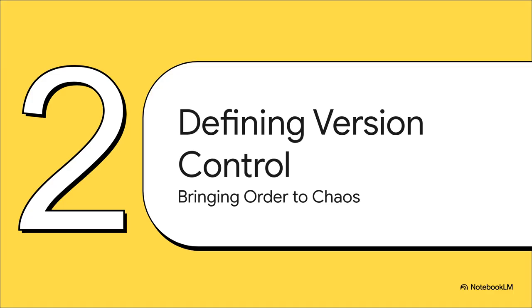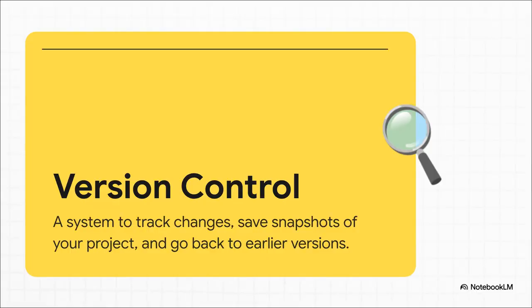Okay, so how do we fix this mess? It's time to bring in the hero of our story, version control. This is the system that's built from the ground up to bring a beautiful sense of order to all of that creative chaos. You can think of it like this: a version control system is kind of like the ultimate project historian. It carefully, meticulously records every single change, creating these little snapshots in time.